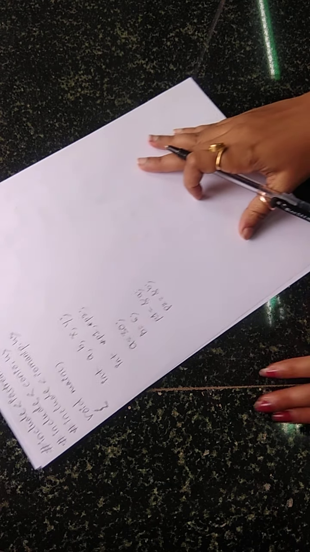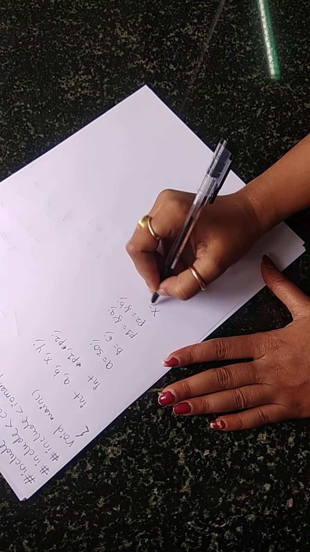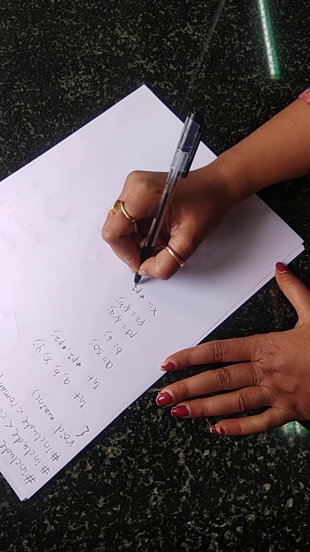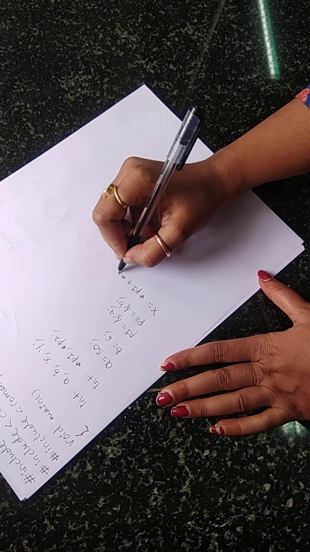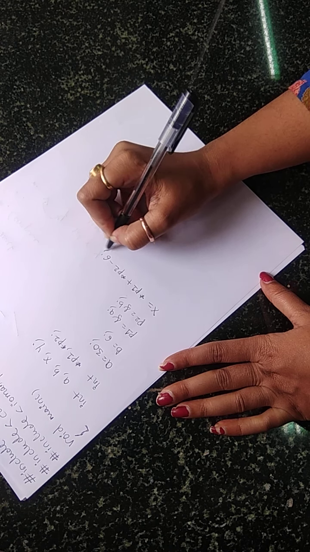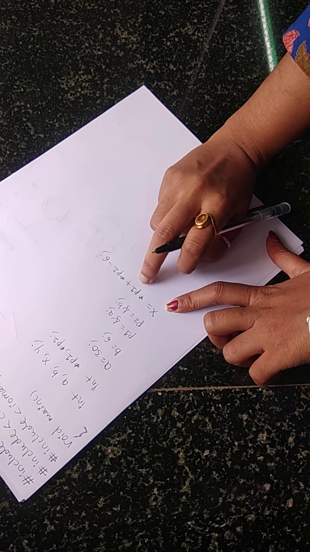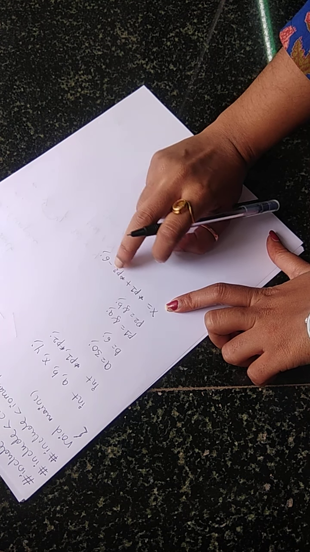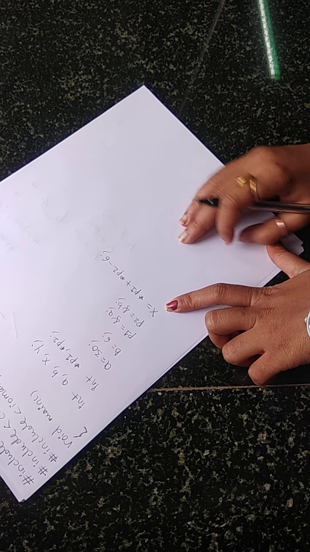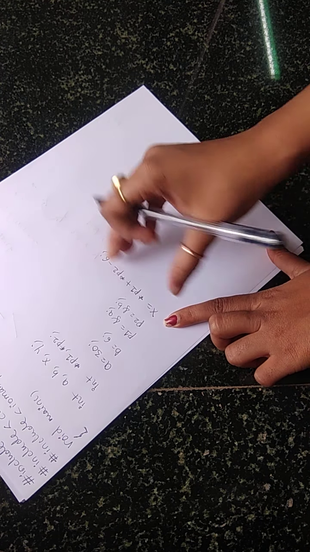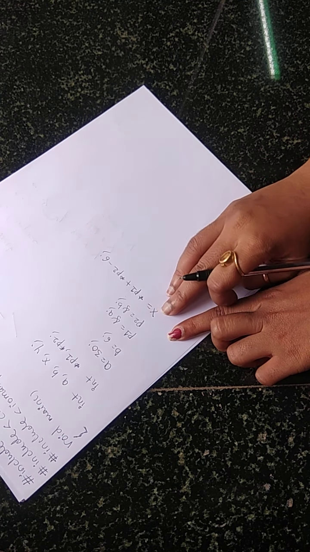Now let me perform some operations. What I am writing is x equals star p1 plus star p2 minus 6, semicolon. So perform this operation and store the value in x.